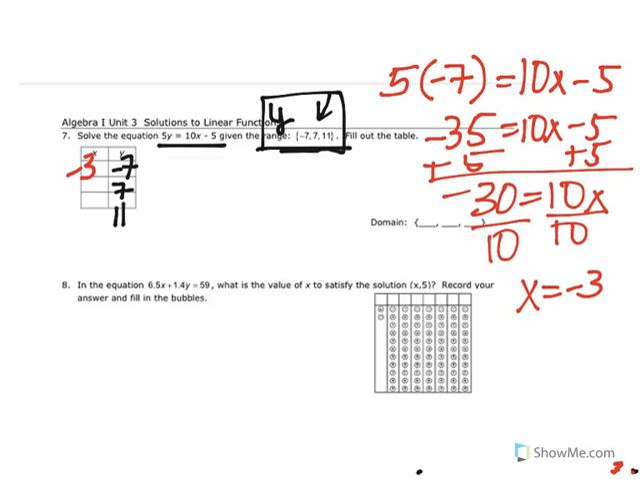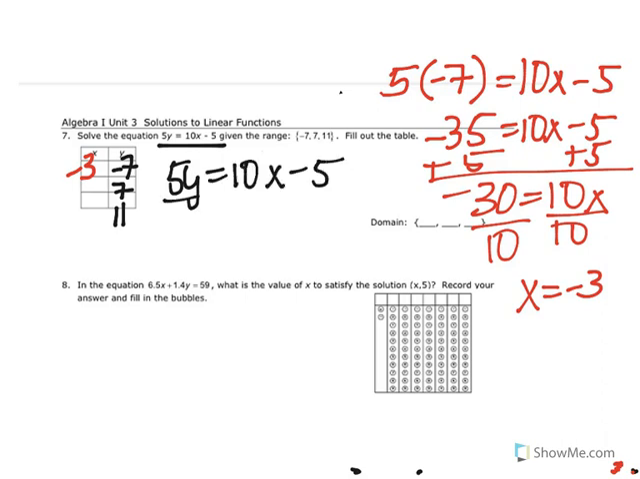But the alternative way to solve that would be this. Let's take this equation, 5y equals 10x minus 5, and divide everything by 5. Let's solve it for y. We get y equals 2x minus 1. And then go to your calculator and type that in, 2x minus 1, and then look at your table. And we can double check our answer from the first one.